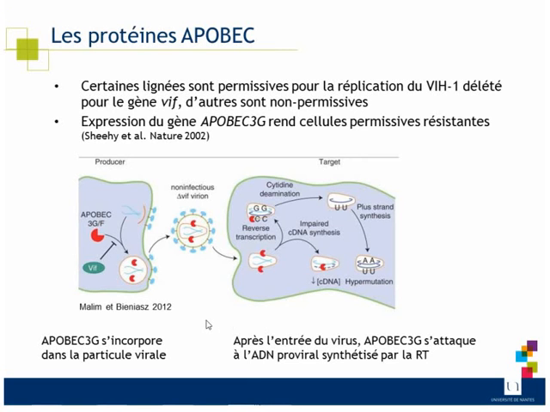So APOBEC3G is an interesting one because it's a restriction factor that doesn't protect the first cell that's infected. It protects the next cell along in the chain of transmission of the virus from one cell to the next. So what does VIF do? Well, VIF will prevent APOBEC3G from being incorporated into the virion. So when these viruses infect the next cell, reverse transcription will carry on without any interference from APOBEC3G.